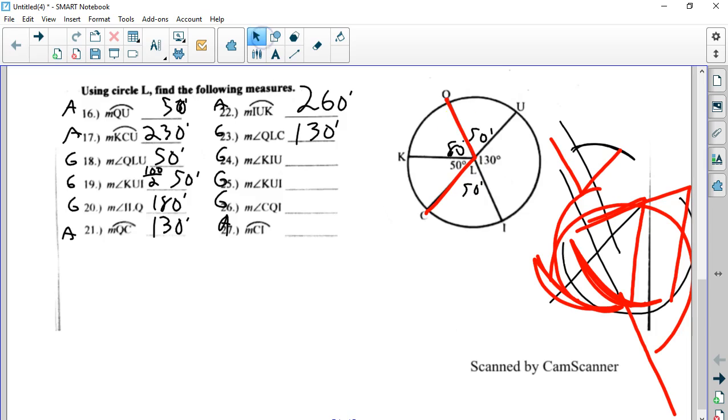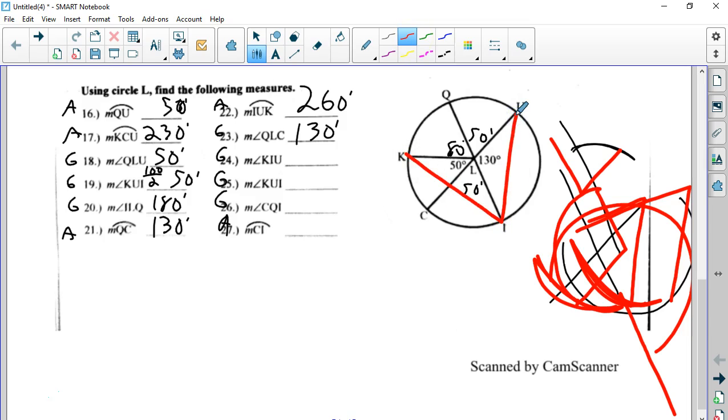KIU. KIU is an angle, starting at K, going to I, going to U. That is an inscribed angle, talking about this right here. So 80 plus 50 is 130, divided by 2, 65 degrees.